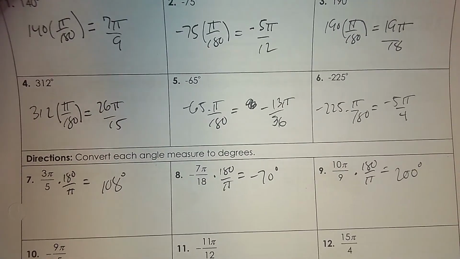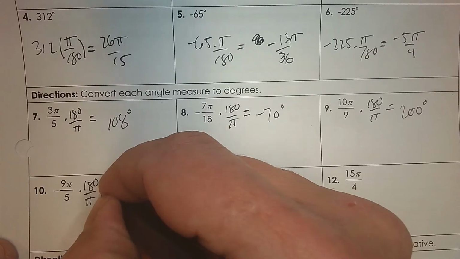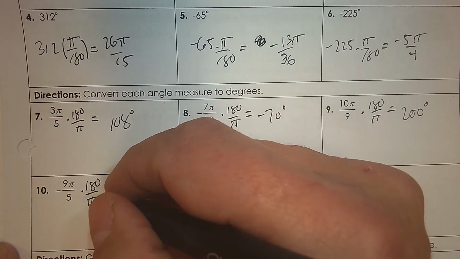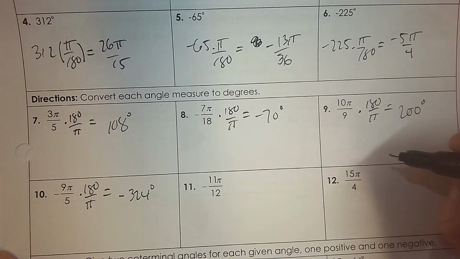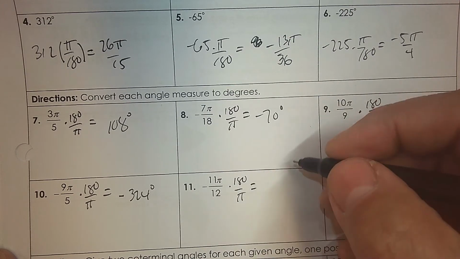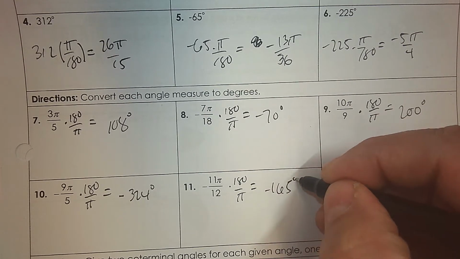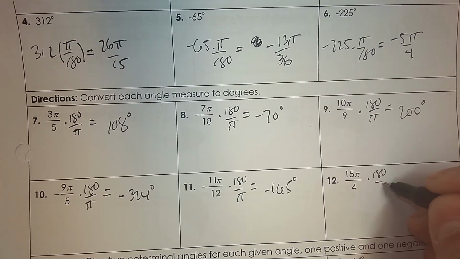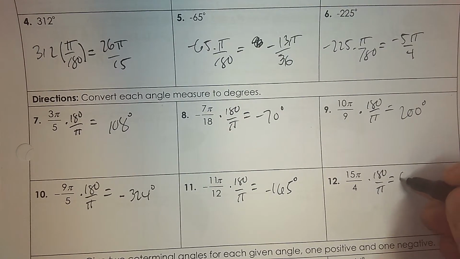Number 10. 180 over pi. Again, the pi's divide out. The answer is negative 324 degrees. Pi's divide out, and you get negative 165. Pi's divide out, and you get 675.